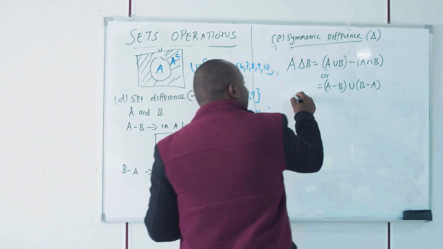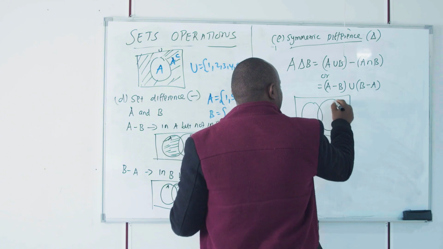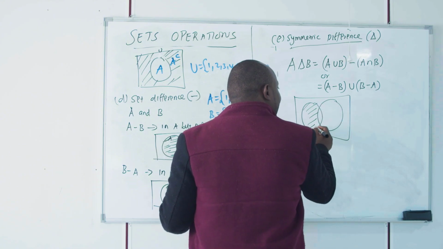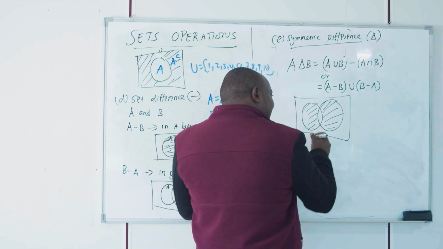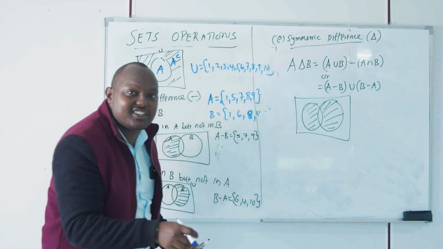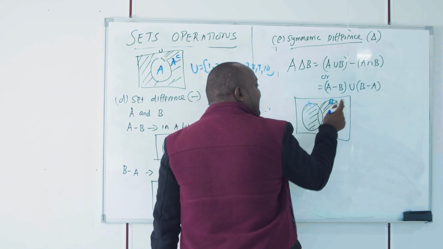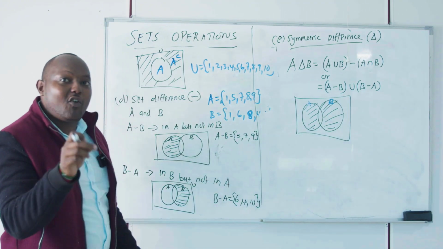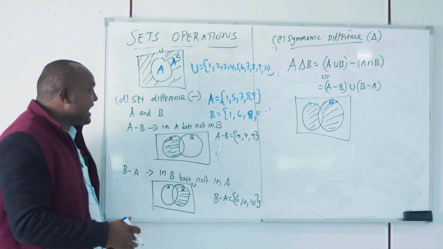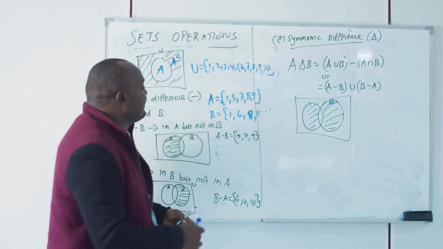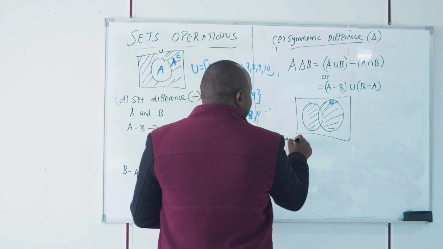So if we use the Venn diagram, it is this part. Yet you don't include the intersection. You ignore that intersection. There are those elements in A and B but are not shared commonly. They are not shared by A and B. Like if we take an example, let's take our example. We can have another example.